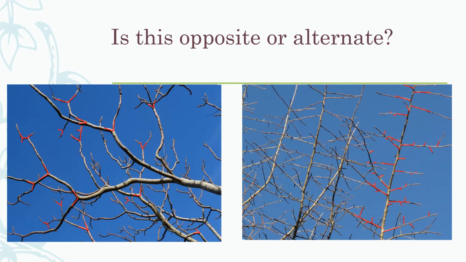And here I've drawn in more lines to demonstrate the branching pattern on this tree. You can see that the branching pattern is alternate. You don't really see little twigs coming off at the same spot opposite of each other. You're seeing them going off in weird zigzag patterns. Therefore, this is an alternate tree branching.